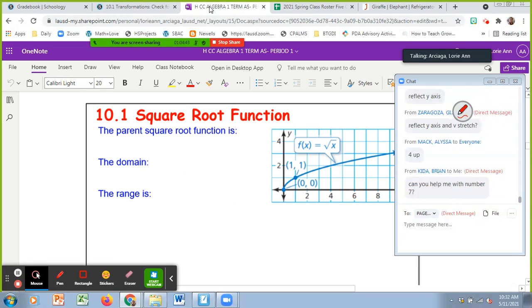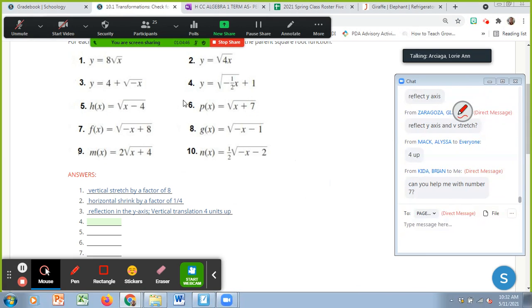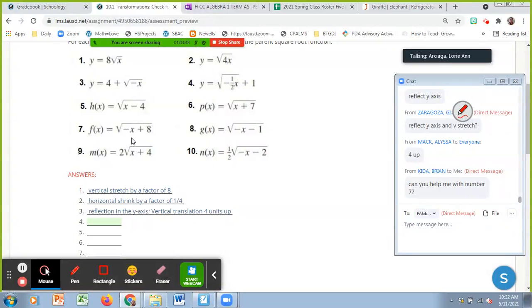Can you help me with number 7? Okay, let's look at 7. You have a negative, and at the same time, you have a plus 8. Since the 8 is inside, try to separate them into two different questions. Find something that has a plus 8 inside the radical and something that has a negative inside the radical sign.